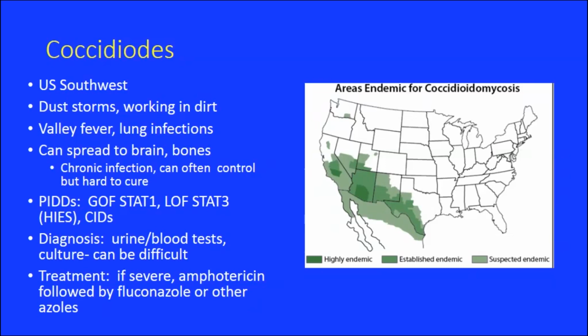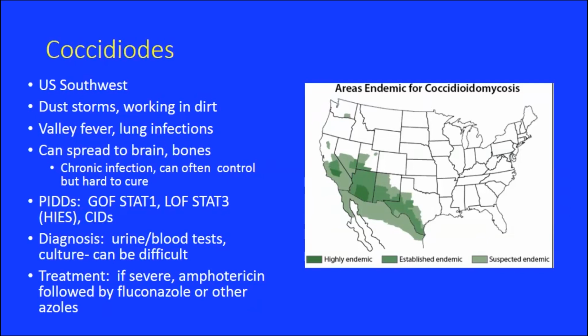So in people in Arizona, it's usually a self-limited flu-like illness with a cough. But in certain primary immune deficiencies, and again, these are very specific primary immune deficiencies, it can spread to brain or bone, and then usually causes a chronic infection and can be really hard to fully cure and control. So specifically in gain-of-function STAT1, STAT3, and some combined immune deficiencies when the lymphocytes are very low. It's just something to be aware of, primarily if you're going to California, to Arizona, or the more desert areas of California. The diagnosis is by urine and blood.